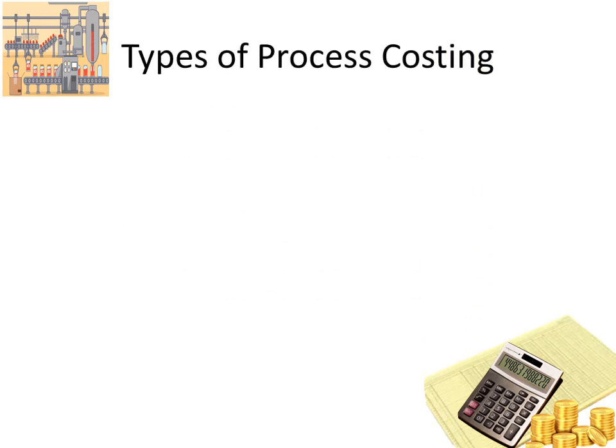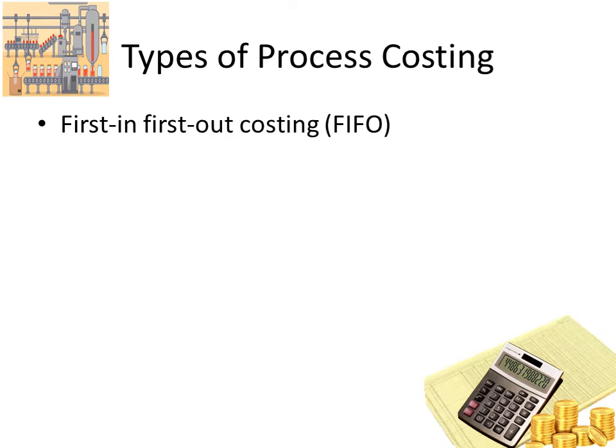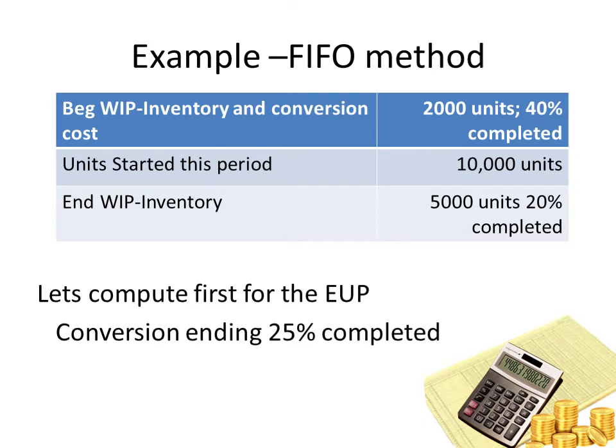So, there are two types of process costing. We have the first in, first out costing method, and then we also have the weighted average method. Previously, there was also LIFO, or last in, first out. However, the IFRS and the IAS no longer recognize LIFO. Okay, so let's try the example.